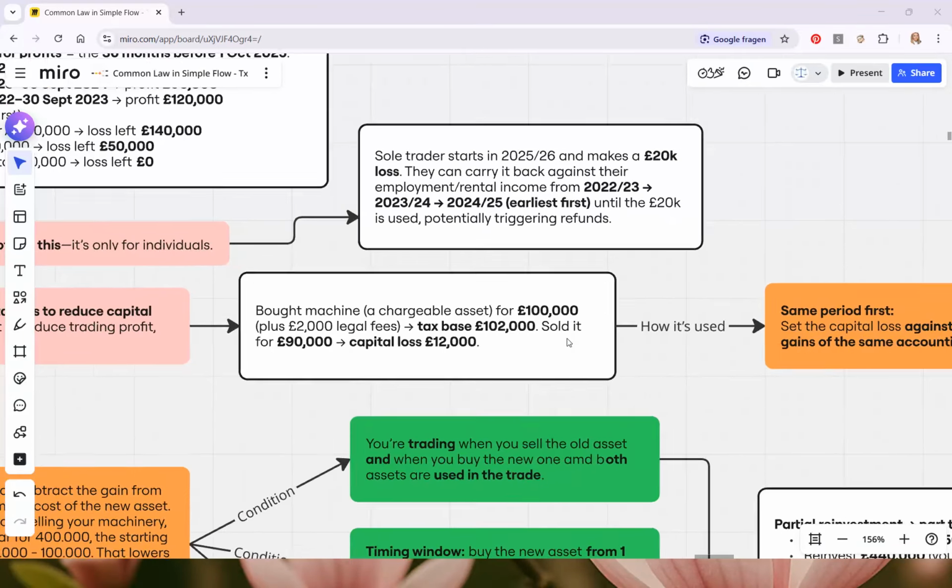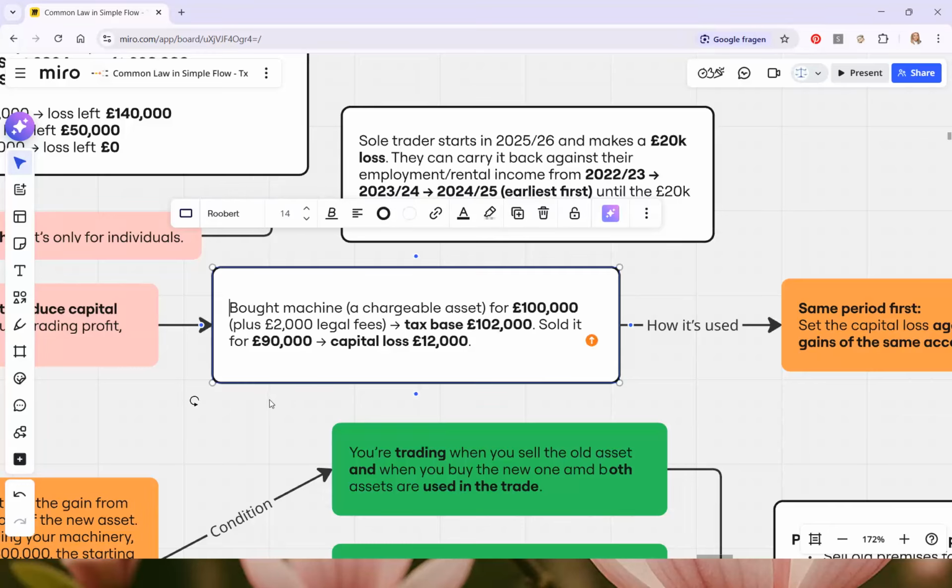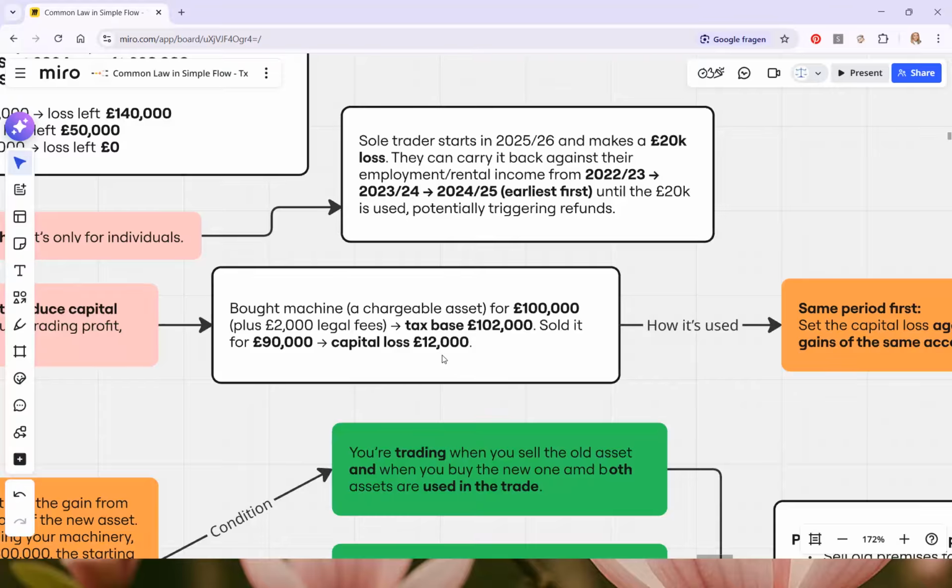So let's see an example. You bought a machine, a chargeable asset, for 100K plus 2K legal fees. Tax base is 102,000. You sold it for 90,000. A capital loss would be 12,000. So you bought with 100,000, you sold it with 90,000. You have a loss of 12,000.